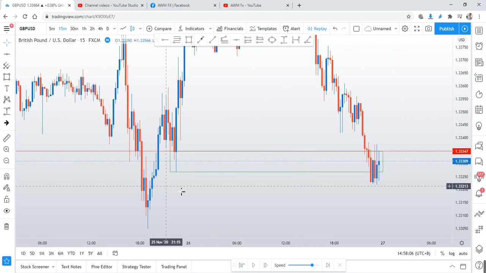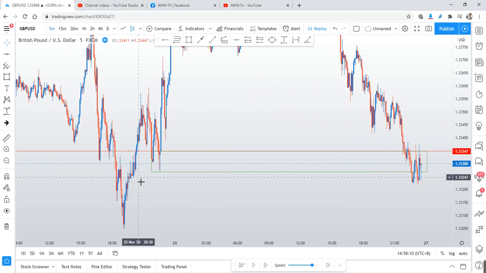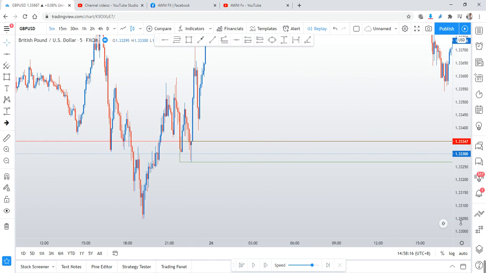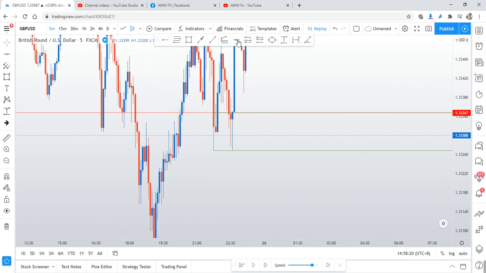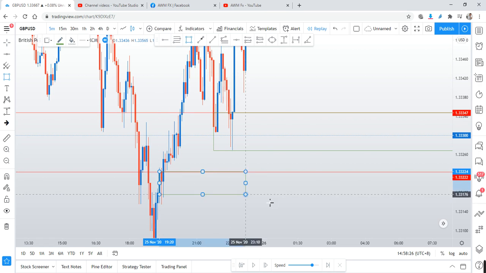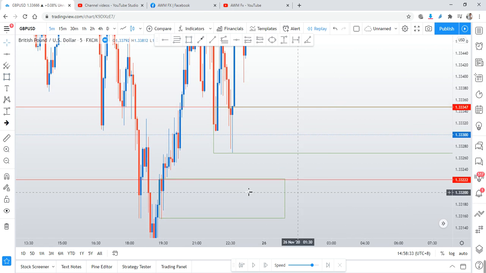So on 5 minutes, there might be some zone. Sometimes there will be this kind of trade. So this zone was the one that the price was reacting to, from here to here. This was the zone the price was reacting to, and this zone was fresh. So this zone was fresh too.